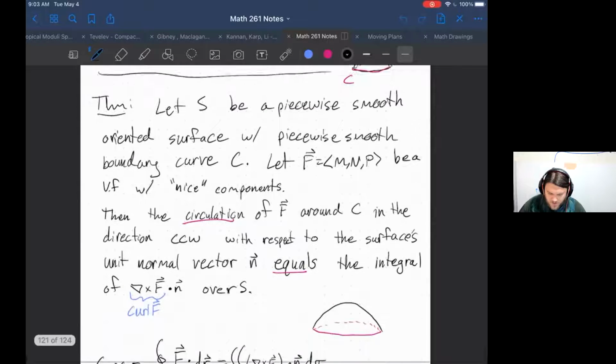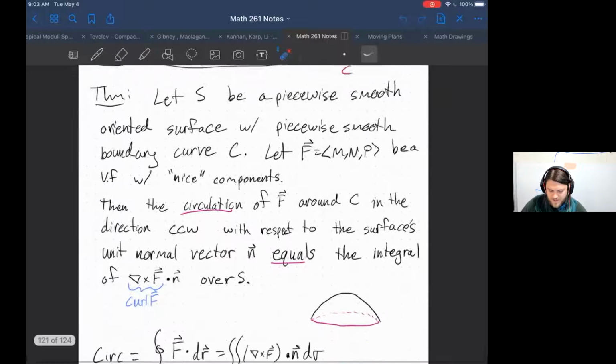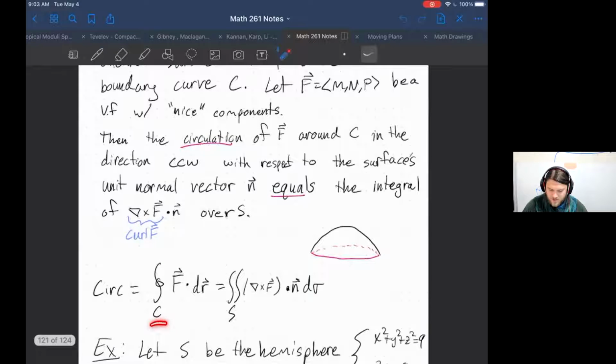Yeah, so yesterday we started with Stokes' theorem. So again, just to go back over it, the idea is given some sort of surface with a boundary curve, the surface can be a piecewise surface, the boundary curve can be piecewise. The idea is that you can calculate the circulation of F around C either with this work integral or with a surface integral of curl, basically, of curl dot n.